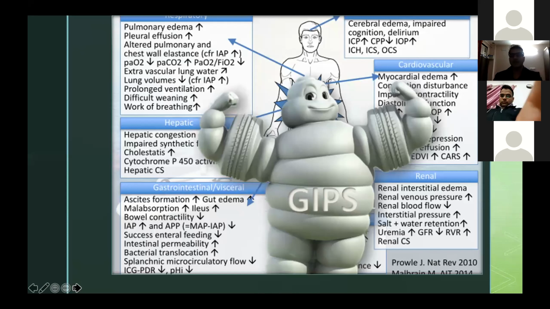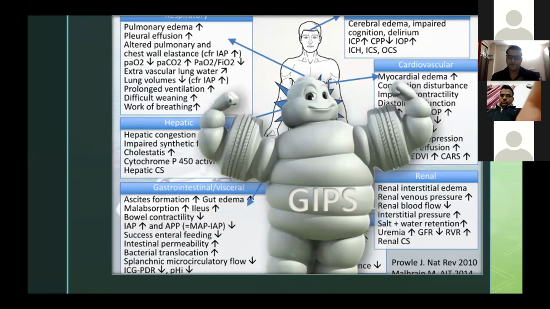And what are the effects that we have? If we see respiratory-wise, we are getting pulmonary edema, pleural effusion, alteration in the lung elastance, decrease in the PO2, increase in the PCO2, decrease in the PF ratios, increase in the extravascular lung water, decreased lung volumes, prolonged requirement of mechanical ventilation, difficult weaning, and increased work of breathing.